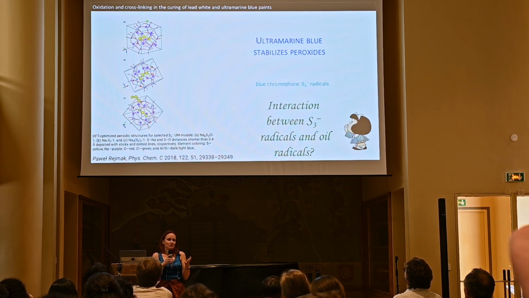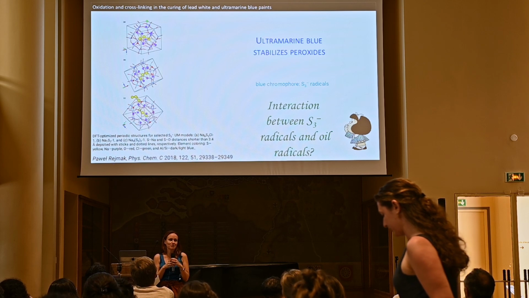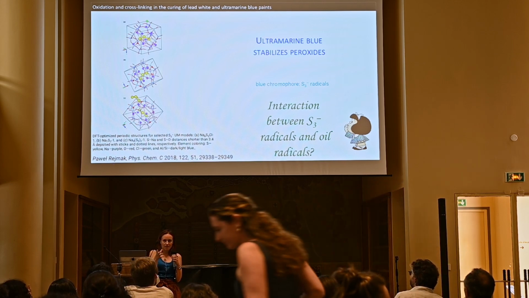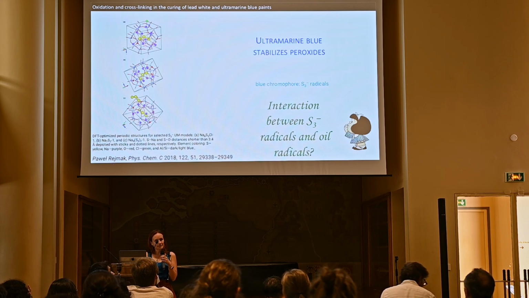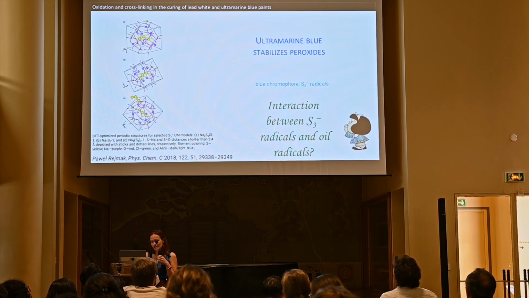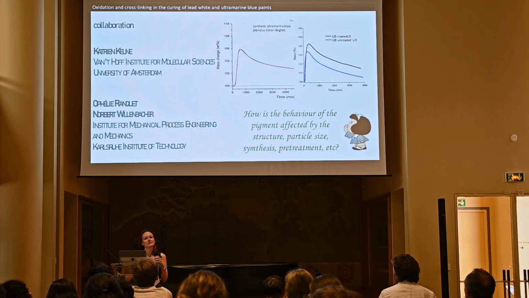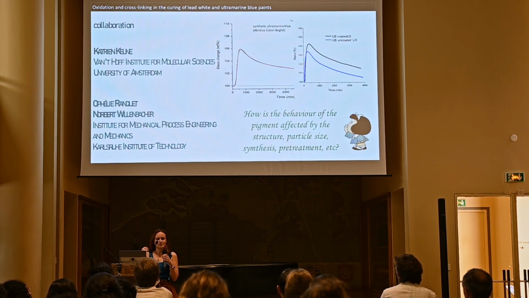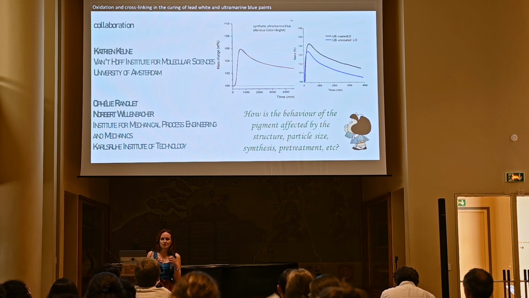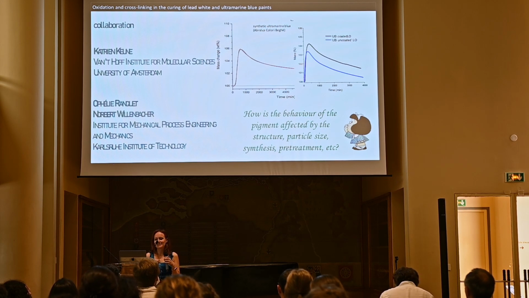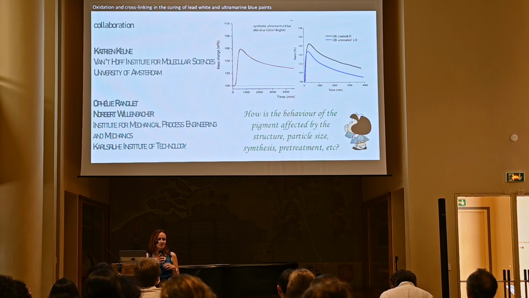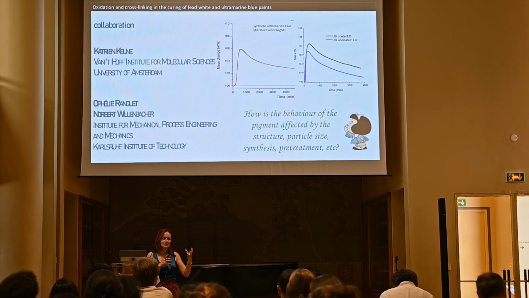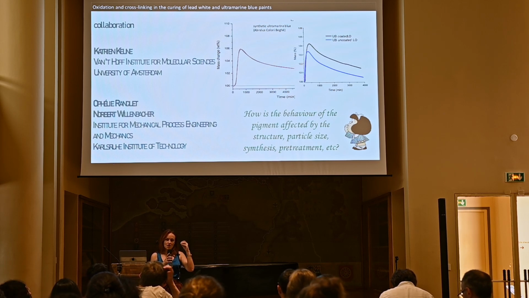The chromophore in ultramarine blue is a radical, so maybe there is an interaction between the radical in the pigment and the radical species that are present in our paint layer. We don't know, but we have been investigating how, for example, the particle size or the treatment of the pigment may affect the reactivity. With Catherine, she's here, and also for completely different reasons with Ophélie and Norbert at the Karlsruhe Institute of Technology. The main thing is that ultramarine blue always pushes towards oxidative degradation.